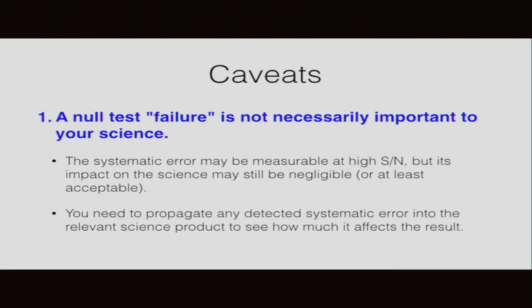Okay, so now I'm just going to go through a list of caveats. Some of them we've already mentioned, but first, if you fail a null test, quote unquote, that doesn't necessarily mean you're screwed, right? Your science might still be okay. This null test may not tell you much about how important that systematic error is for your science. So what you need to do is always propagate through: if your systematic error has some level and you've estimated it through your null test to be some amount, how much does that affect your final science? And that could be much smaller than your statistical errors, in which case you don't care.